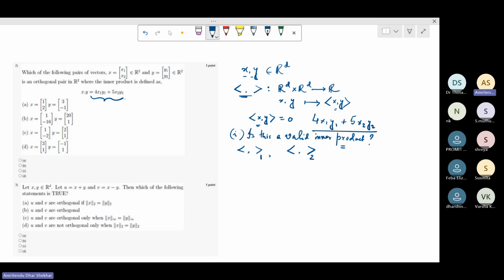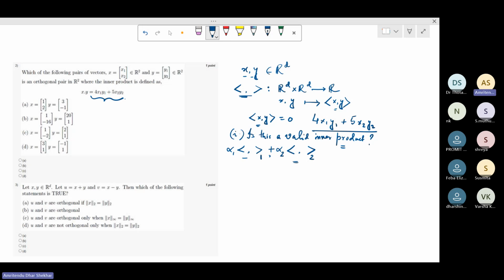Now, if you take a linear combination of these inner products, let's say alpha 1 of this thing plus alpha 2 of this thing, is it also going to be a valid inner product? Or under what conditions is this going to be a valid inner product? Notice that if you add two bilinear maps, it's going to be a bilinear map. So we are fine with that.